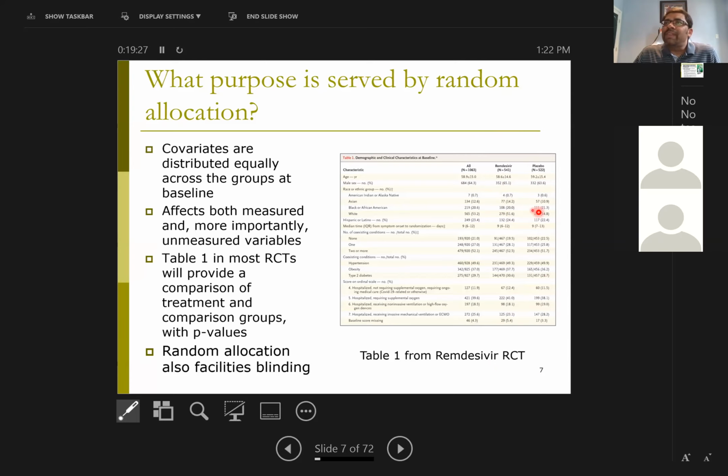Occasionally, you can have imbalance, even though it's random, between one or two covariates. And if that happens, we can always adjust for that in the analysis. But a randomized controlled trial is the only one that can produce beautiful balance in various confounders and take away the link between the treatment and the risk profile.